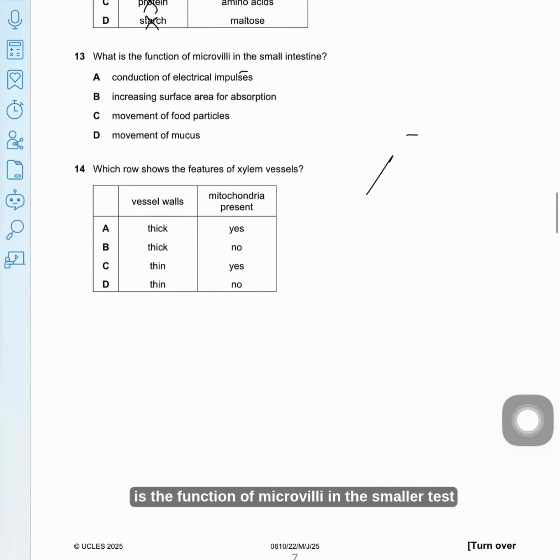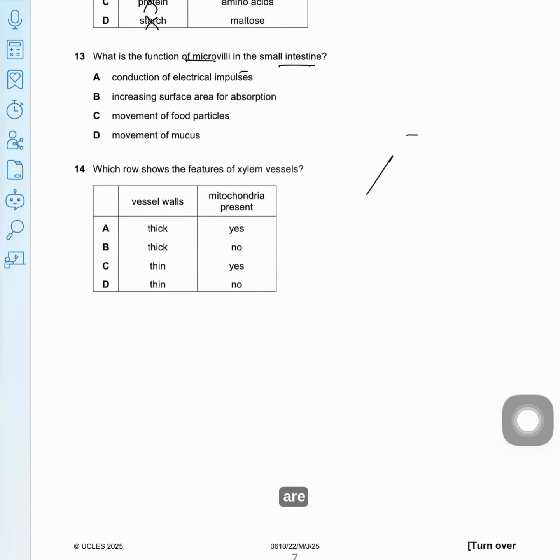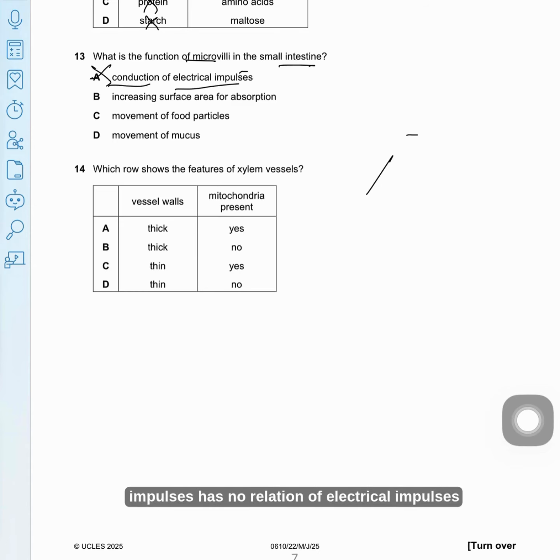What is the function of microvilli in the small intestine? Are they increasing the conduction of electrical impulses? Has no relation with electrical impulses. Movement of mucus? No, increased surface area for absorption.